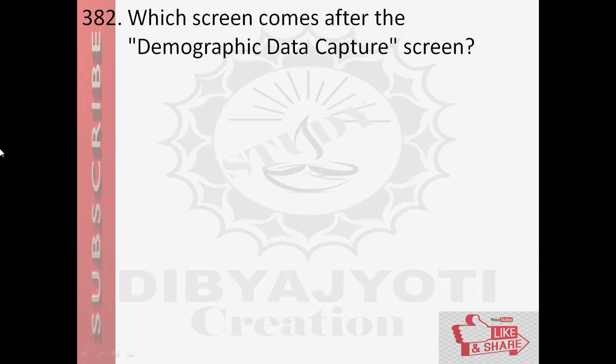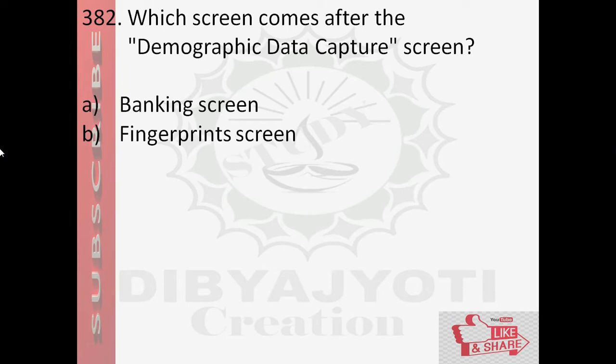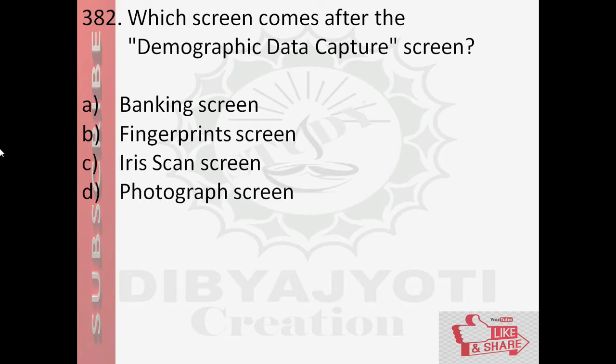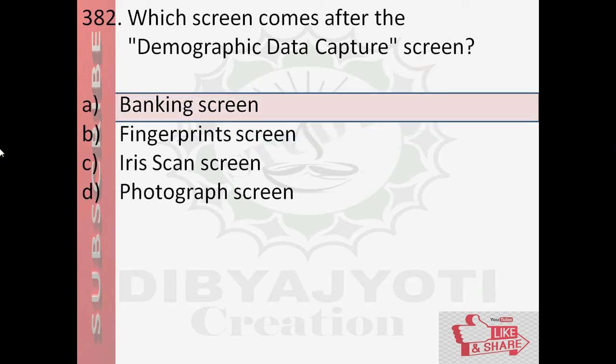Thank you. Move on to question number 382. Which screen comes after the demographic data capture screen? Options are: option A, banking screen; option B, fingerprint screen; option C, iris scan screen; option D, photograph screen. And the answer is option A, banking screen.